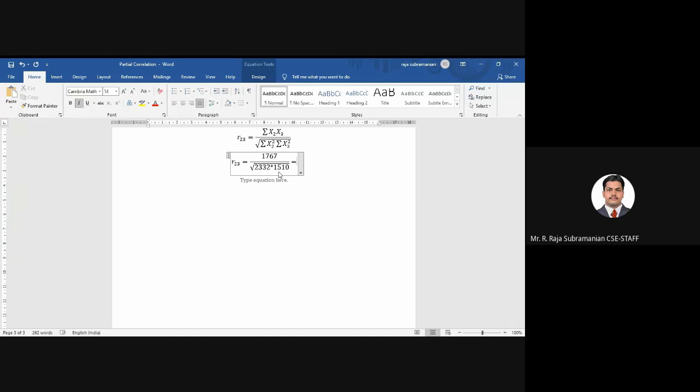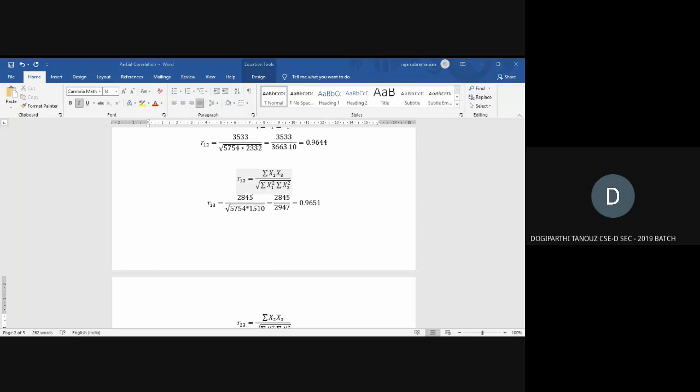The numerator will be 1767. The denominator is 1876.51, yes, Sabina, yes, Pavani. So the answer is 0.9416. So everyone got the same answer, right? Yes, sir.